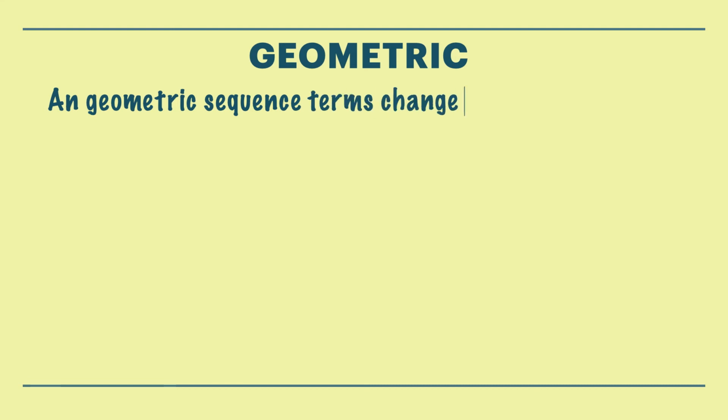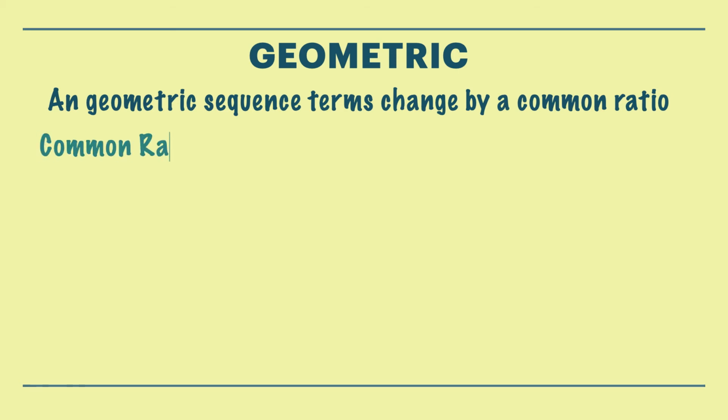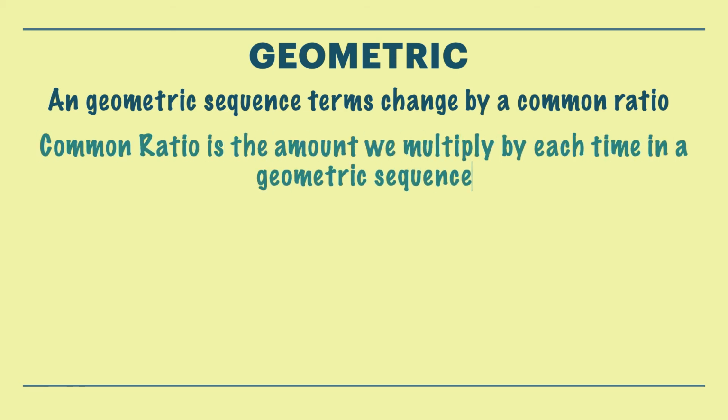Okay, a geometric sequence, like an arithmetic sequence, changes by something common, but it's not a common difference, it's a common ratio. All right, remember ratio can be written in terms of a over b or as a fraction. So a common ratio is the amount we multiply by in this geometric sequence. So let's look at this sequence: 2, 10, 50, 250.